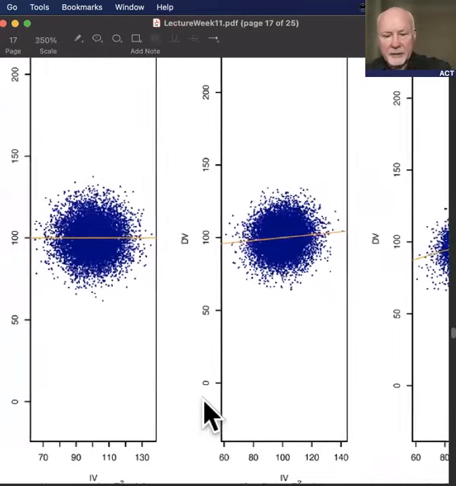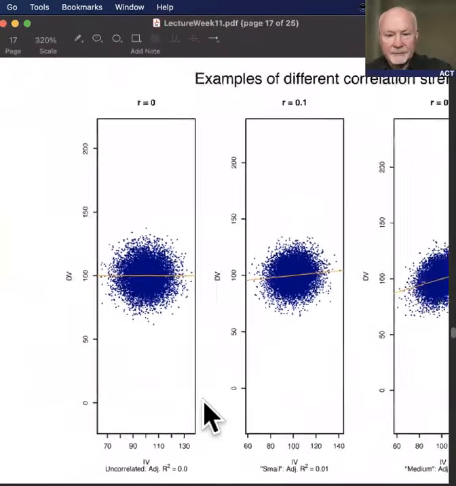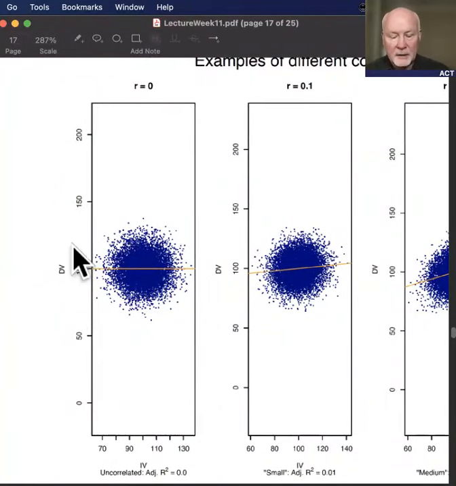So the first scatter plot here, this is zero correlation. Now, you'll see there's a flat regression line. So the regression line doesn't tell us anything useful. Let's just say, for argument's sake, we've got an independent variable value of, say, 120 there. The regression line predicts that the value of the dependent variable will be 100, which is the mean of the dependent variable. But it predicts the same thing for an independent variable value of 90 or an independent variable value of 70. So it's not a very useful thing for prediction. It's not frankly useful at all.